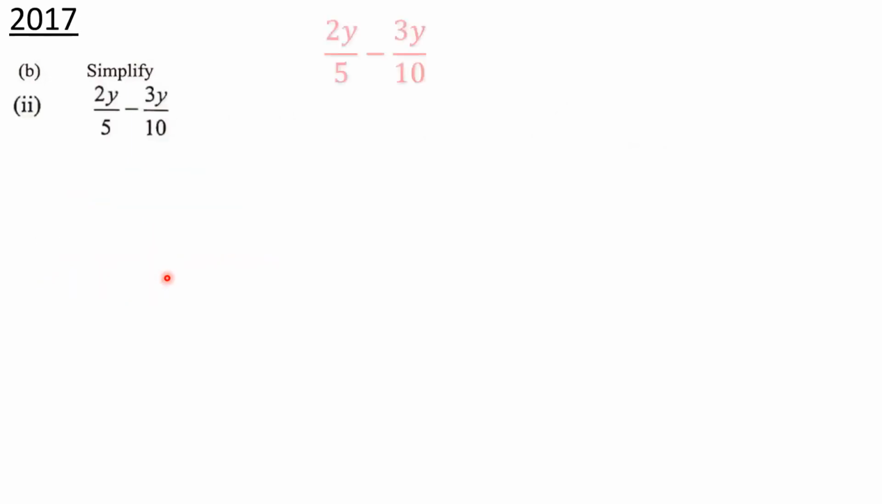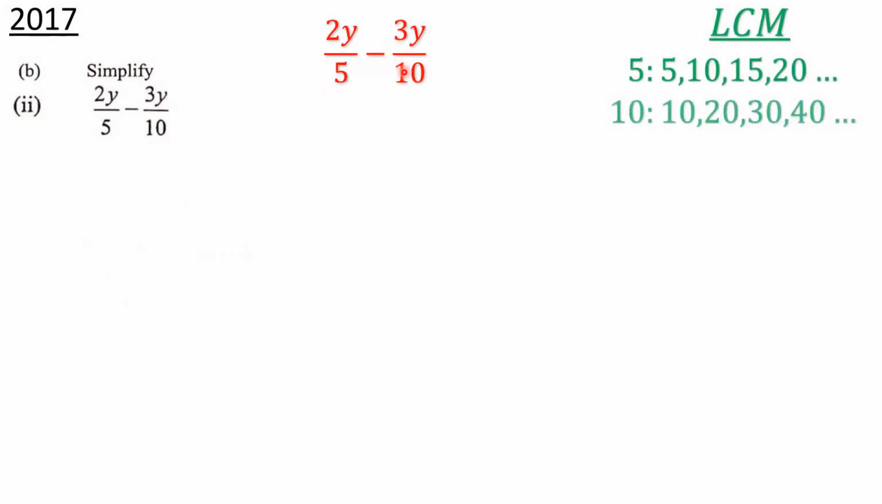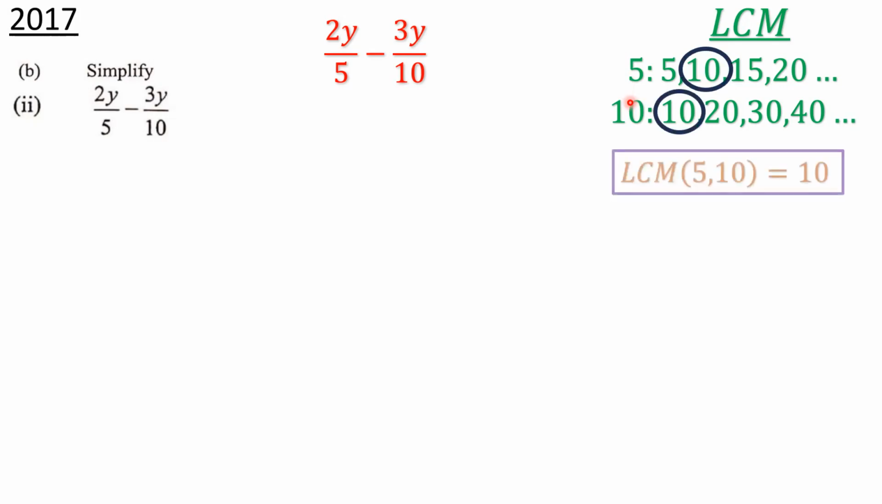We have 2y over 5 minus 3y over 10. We find the lowest common multiple of 5 and 10. So we list the multiples of 5, and we list the multiples of 10. And what that means is that 10 is the lowest common multiple. So the lowest common multiple of 5 and 10 is 10. So we ask ourselves, what times 5 gives us 10, and what times 10 gives us 10?